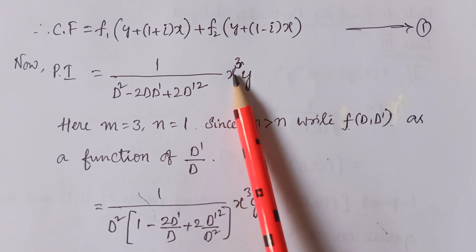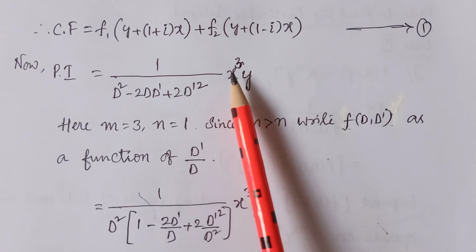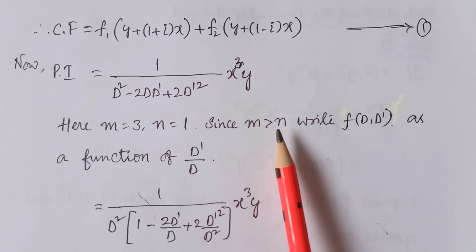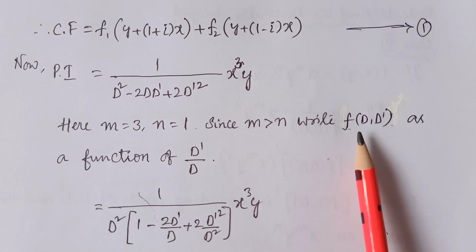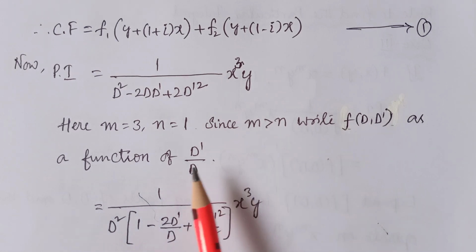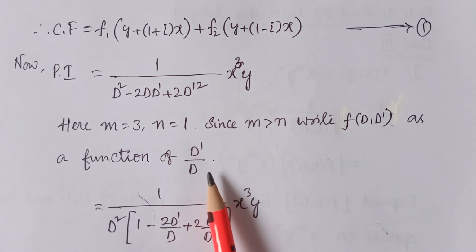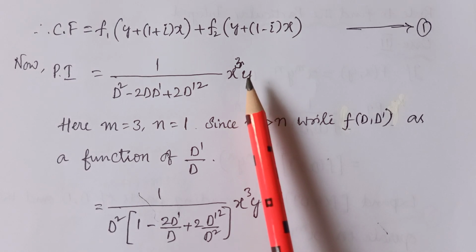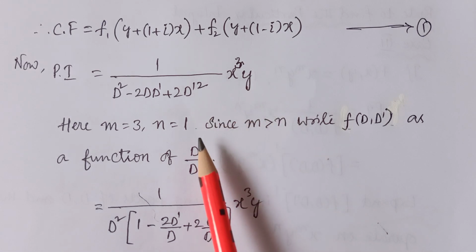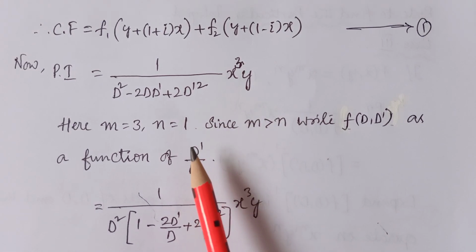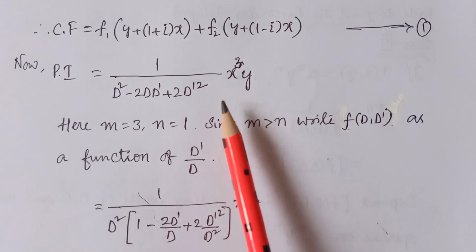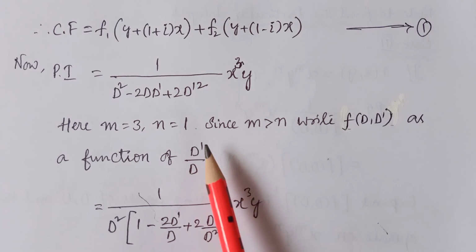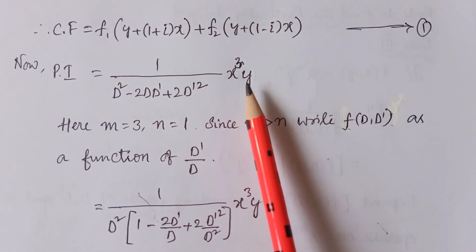Now you can observe here x power m y power n. Here m is equal to 3 and n is equal to 1. Since m is greater than n, write f of D comma D dash as a function of D dash by D. So that means if y has the least degree, then D dash must be in the numerator. Whatever has the least degree should be in the numerator. So here, y.